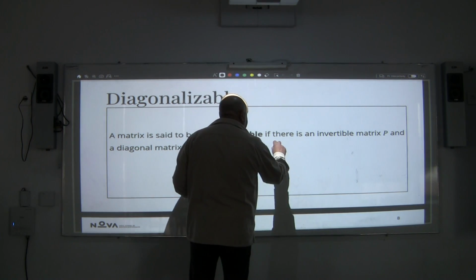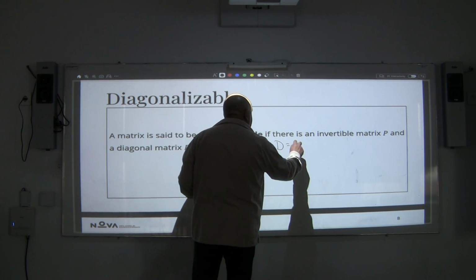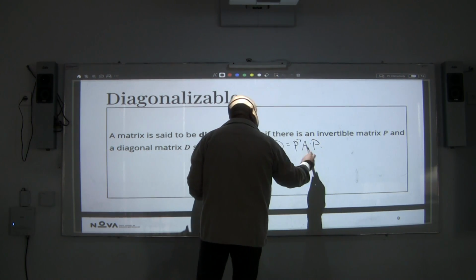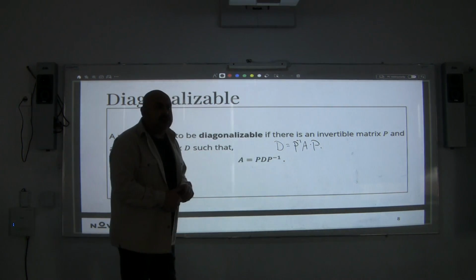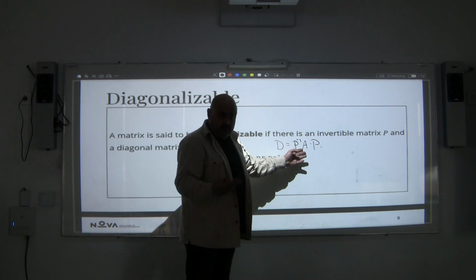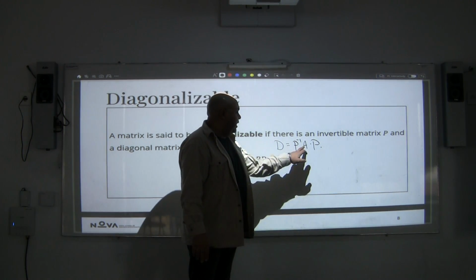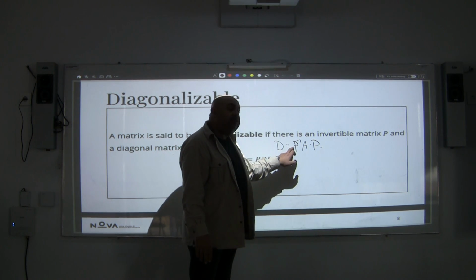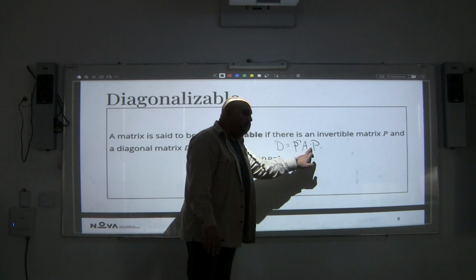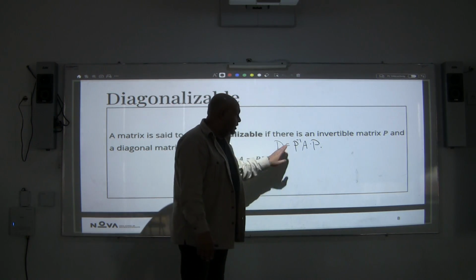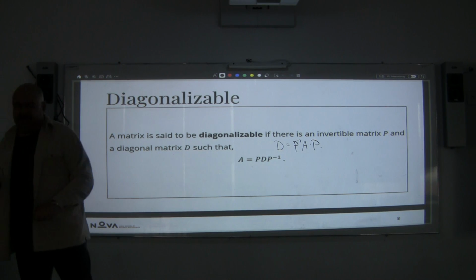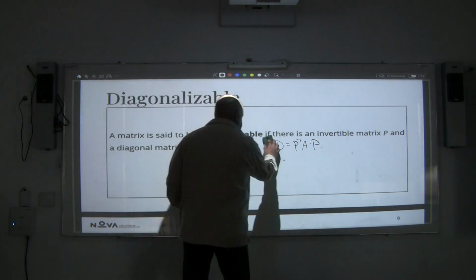You can get a diagonal matrix which is equal to P minus 1 A P, which means I can change any matrix A, if it is diagonalizable, as we will see, by multiplying A by the inverse of the matrix P from the left and by the matrix P from the right. These two equations are equivalent to each other. And we will see it is manageable and we can do it easily.